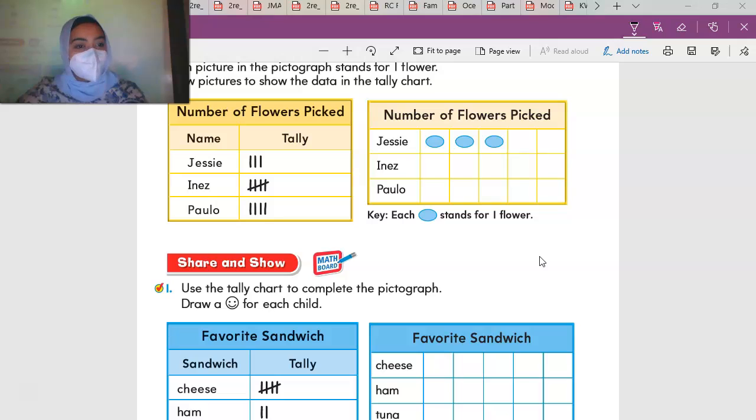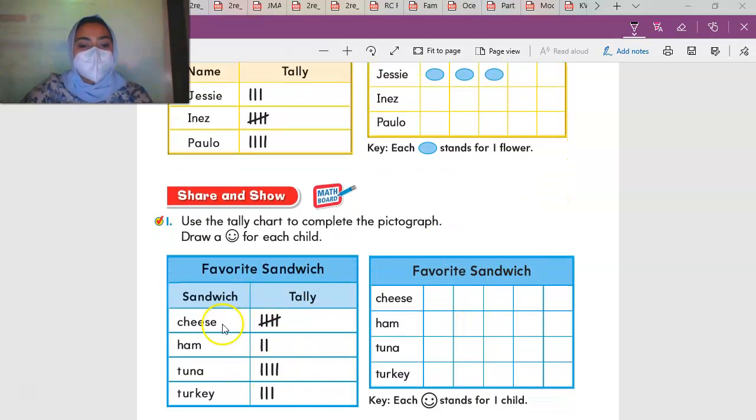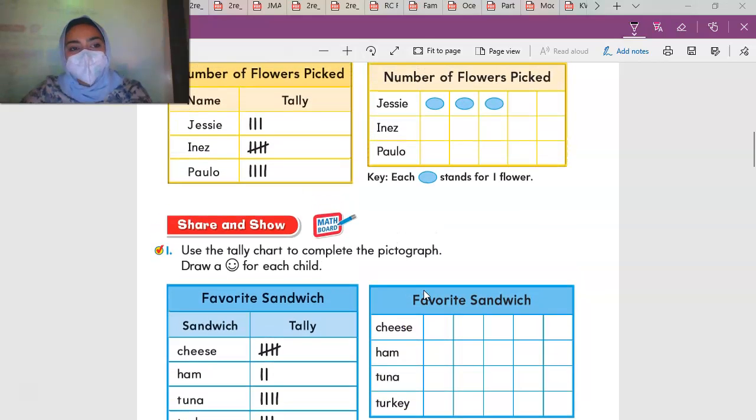Guys, these are called pictographs. A pictograph has pictures in it. A tally chart has tallies in it. Pictures are like smiley faces, ovals, circles, stars, whatever. A tally, these are tally marks, like what we do on the happy face, right? Those are called tallies, where there's 1, 2, 3, 4, and then the 5th one is crossed out. They're in sets of 5.